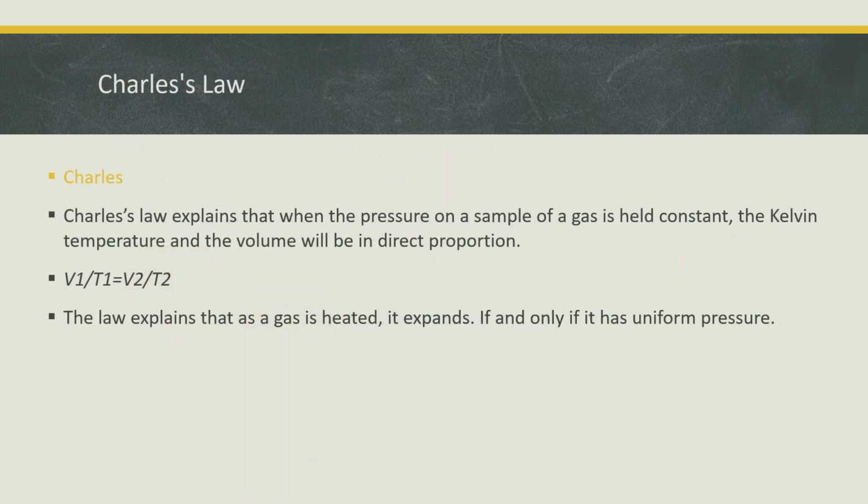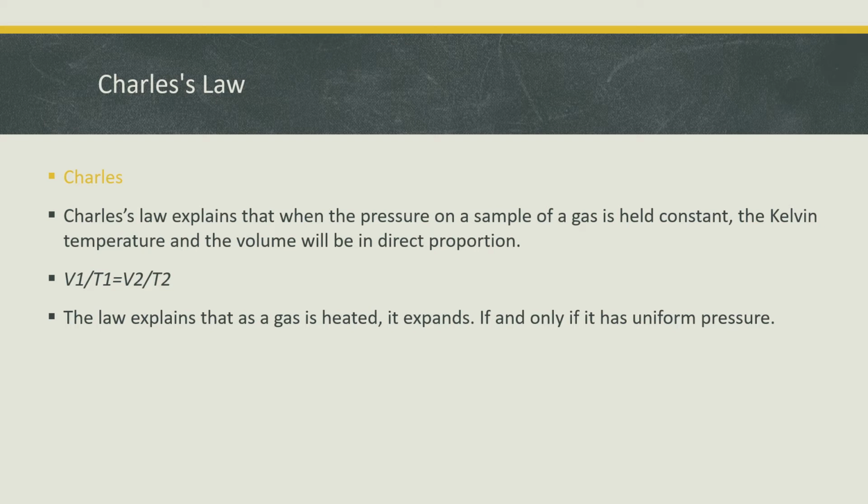Now, Charles' law, which is the second gas law, explains that when the pressure on a sample of a gas is held constant, the Kelvin temperature and the volume will be in direct proportion. Here, what's constant is the pressure, and temperature and volume are changing. Directly proportional means if one increases, the other will increase, and if one decreases, the other will also decrease. The equation is V1 over T1 equals V2 over T2.